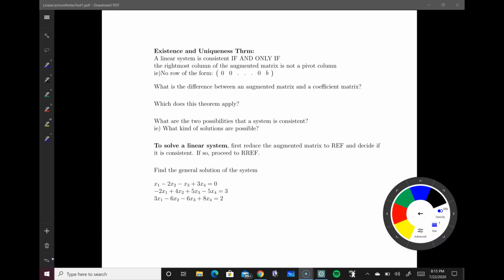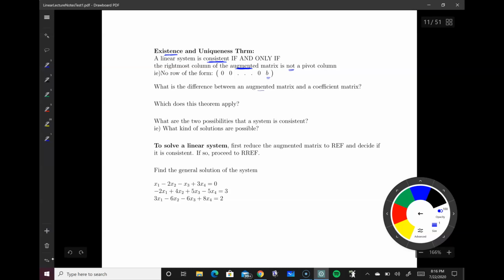All right, so let's talk about the difference between uniqueness and existence. A solution exists if it's consistent, and that will be happening when I'm looking at the augmented system, so that means with the equal signs, that I do not have a pivot column in the last column. If I did, I would have 0 equaling b.